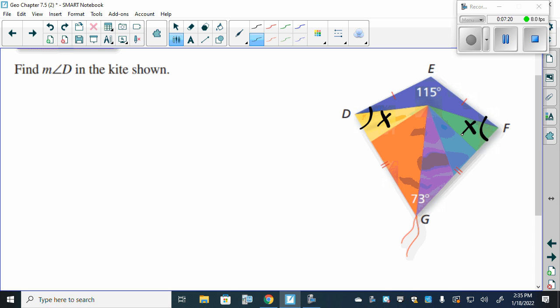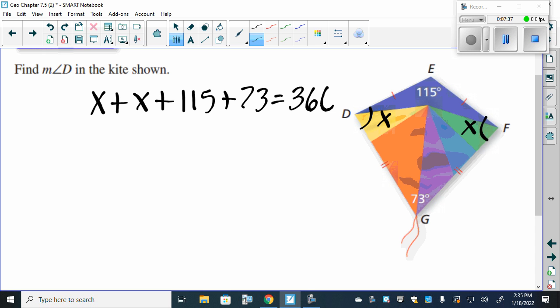Now, since it has four sides, we know the sum of the interior angles of a four-sided figure is what? 360. So we can say that x plus x plus 115 plus 73 is 360 degrees. And now we just need to solve for the value of x. Now, x plus x is going to be 2x, plus 115 plus 73 is 188, is equal to 360.